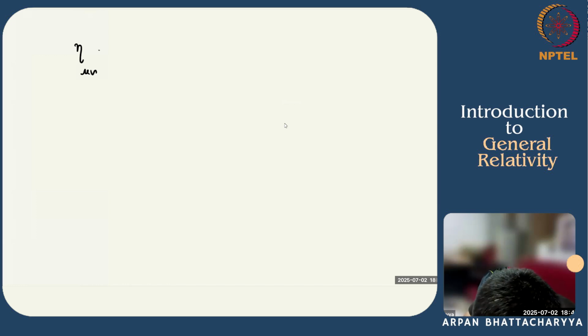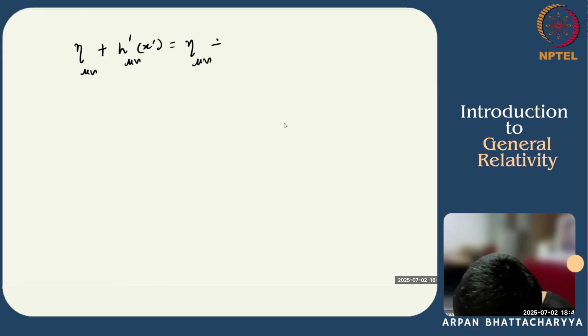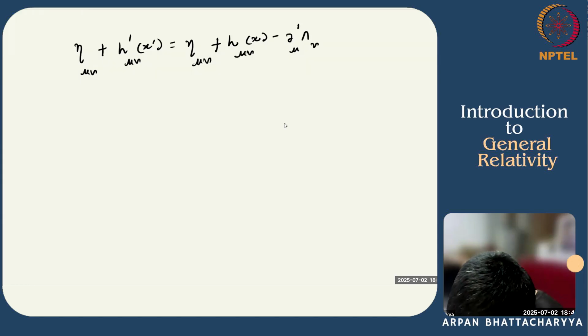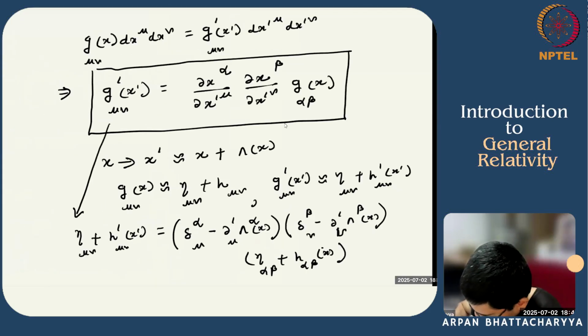eta mu nu plus h prime mu nu of x prime equals eta mu nu plus h mu nu of x minus lambda mu nu of x minus lambda mu of x. These two terms are basically coming from this term multiplying this.